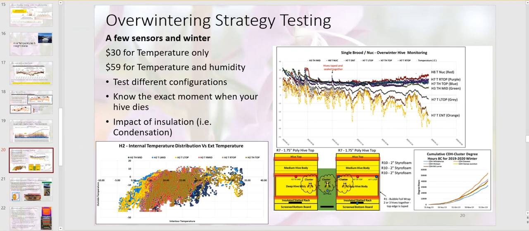So this scatter chart here is internal temperatures versus external temperatures in a double brood chamber hive. And you can see that even at really, really cold temperatures, the coldest internal temp is -5. And that's in the opposite corner from the cluster on the back side of the hive. And most of the winter was spent in the 10 to 20 degree range.